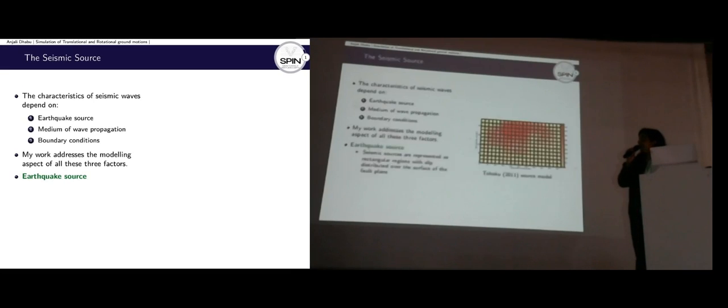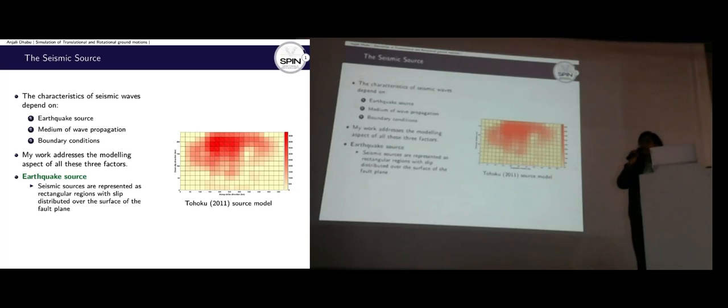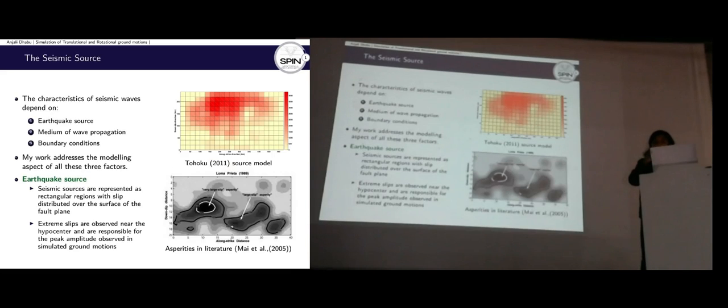We start with the earthquake source. So seismic sources are generally represented as rectangular regions where the slip is distributed all over the surface of the fault plane. You can see that it is having the length and depth and the intensity of slip on all the subfaults. Whenever we see a fault model like this, there are regions which are actually responsible for the peak amplitudes that we observe on Earth. These regions are defined as regions of asperities. You can see it here.